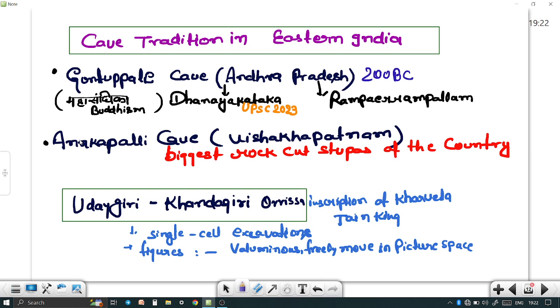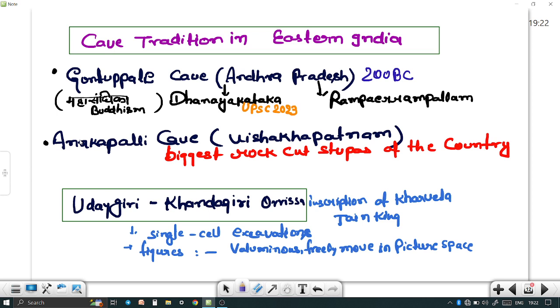Now, Udaygiri and Khandagiri have inscriptions of the Jain King Kharvela. According to these inscriptions, the caves were meant for the Jain monks only. The figures of these caves are voluminous and move freely in the picture space. Some caves in this complex were excavated later also, sometime in the 8th or 9th century AD.